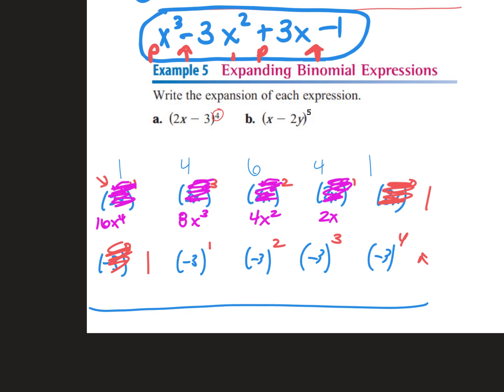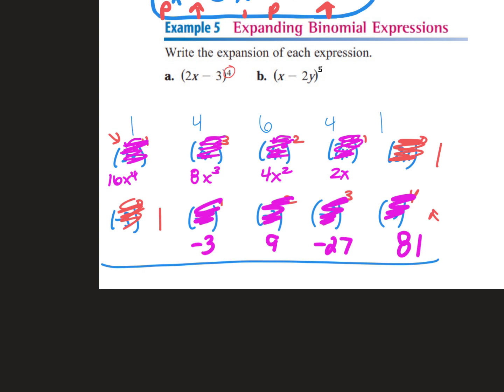Now I'm going to do the same thing here. Negative 3 to the first power is negative 3. Negative 3 to the second power is positive 9. Negative 3 to the third power is negative 27. And negative 3 to the fourth power is positive 81. And now we multiply the numbers and stick the letters on the back.